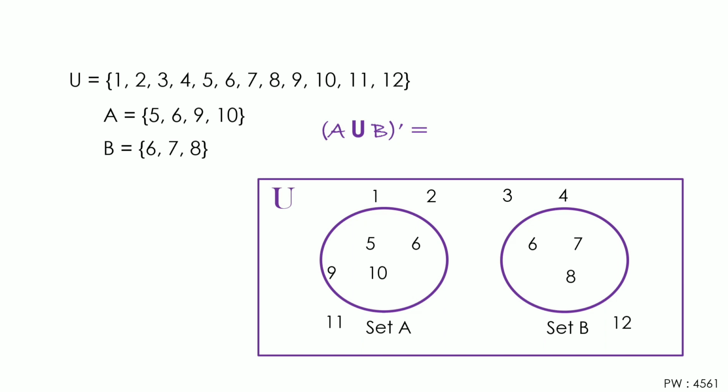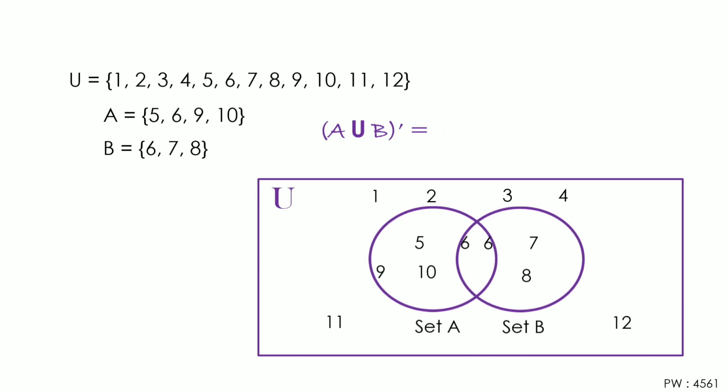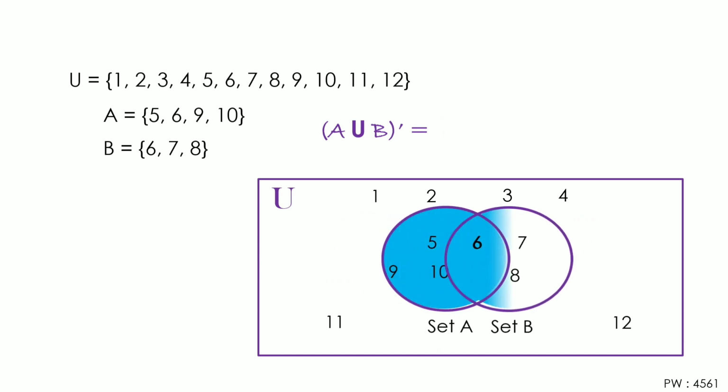We first solve the union of set A and B. Union of set A and B simply means combining all of their elements. So A union B is just 5, 6, 7, 8, 9, and 10.